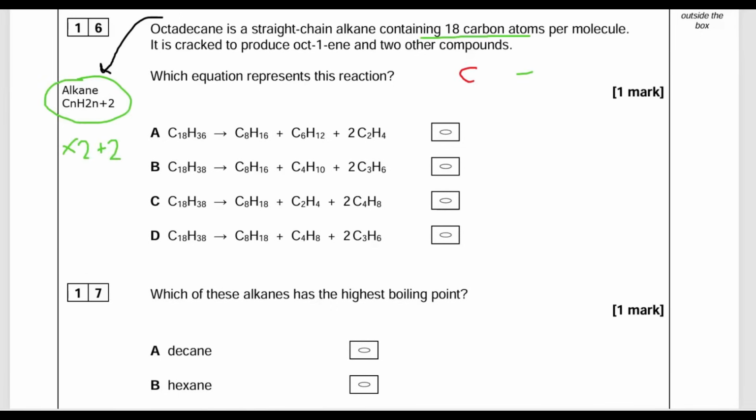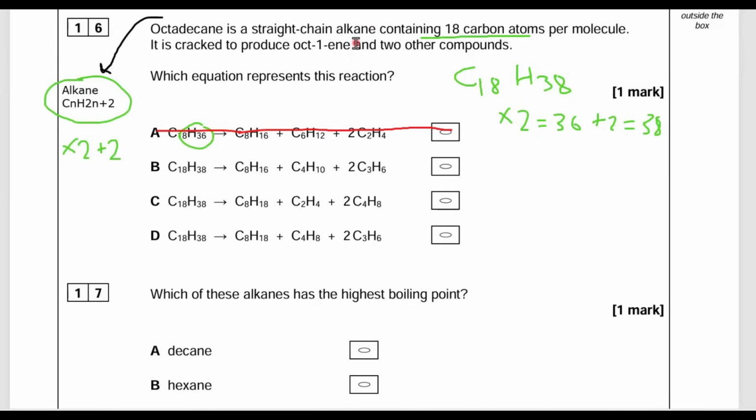So I want to do C18 times 2 add 2, right? So times 2 is 36, add 2 is 38. So I'm looking for any with that. And straight away, look at this first one, A, C6H36. Get rid of that. That's wrong. All the others could be right. They've all got C18H38. But what does it say they make?